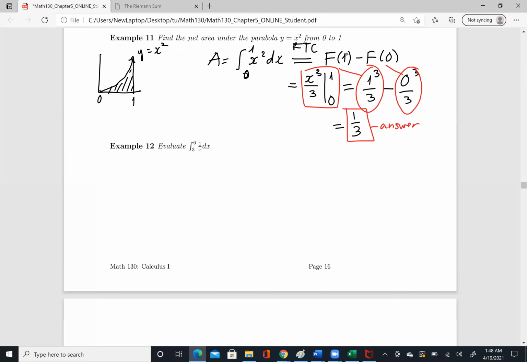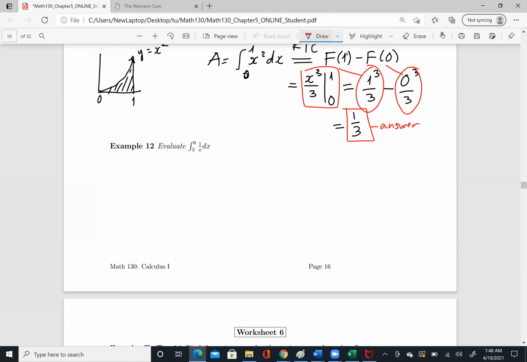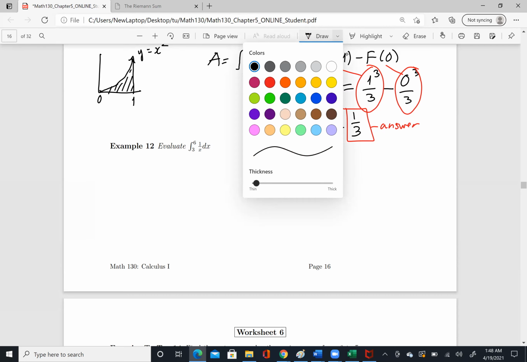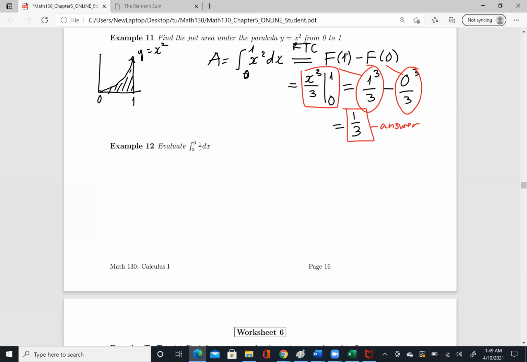Let's do one more example. Example 12 here. We want to evaluate the integral of 1 over x dx from 3 to 6. So make it bigger.